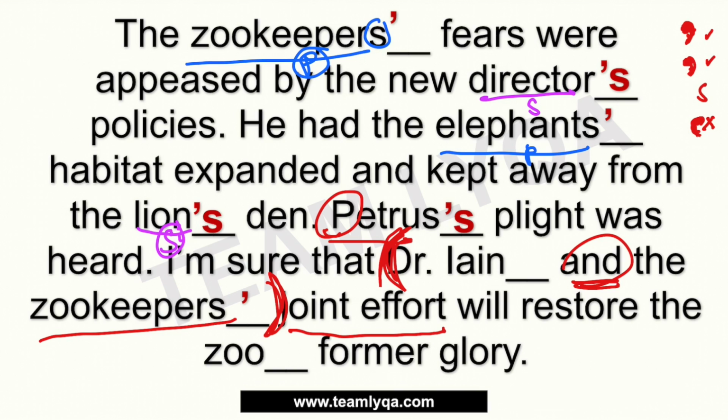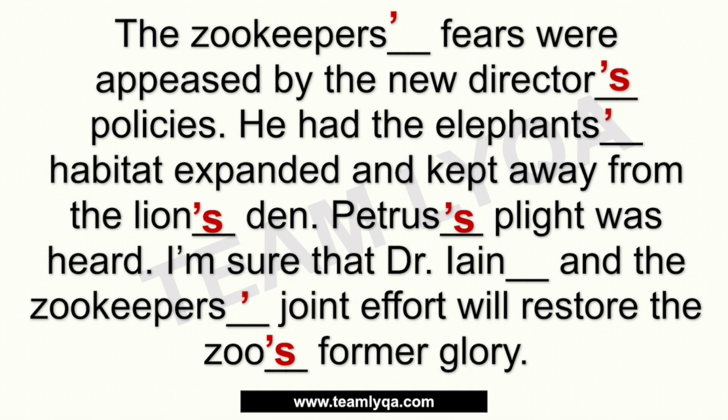So, again, balik tayo dito sa ating sample. Zoo, that is just a singular. Isang zoo lang yan. So, wala rin siyang S. You put apostrophe S. So, ang tamang sagot is this. The zookeepers, apostrophe. Fears were appeased by the new director, apostrophe S. Policies, he had the elephants, apostrophe lang.